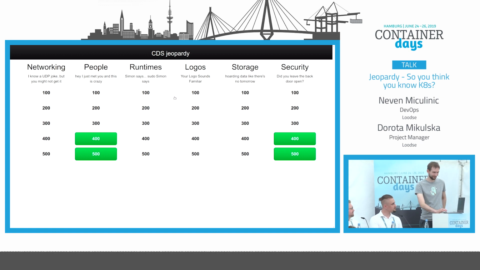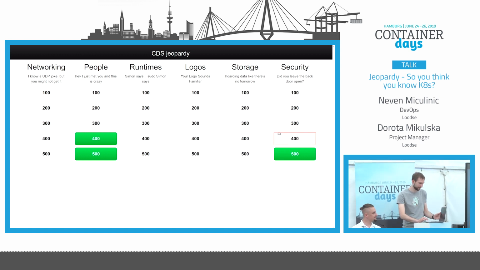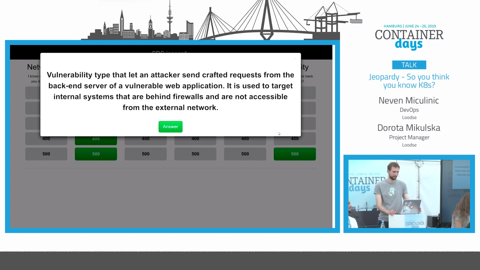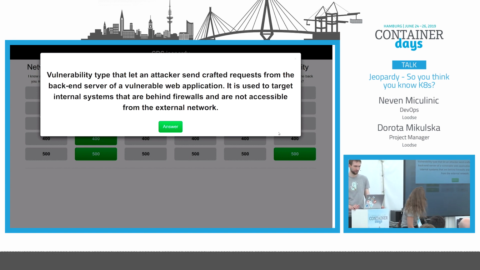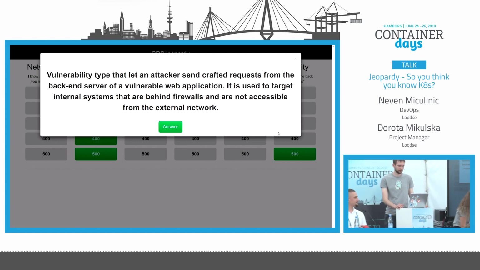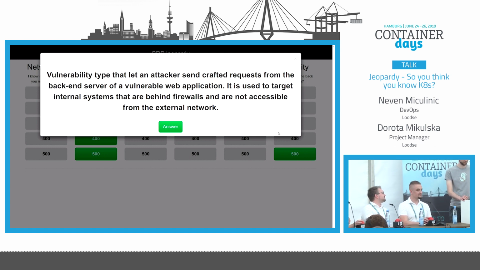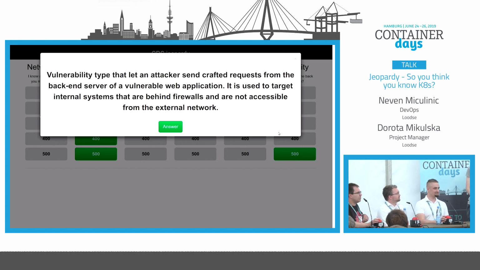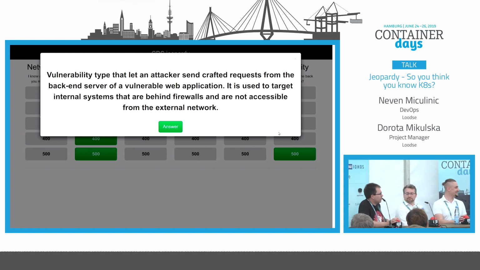Okay, then Security 400. A vulnerability type that lets an attacker send crafted requests from the backend server of a vulnerable web application. It is used to target internal systems that are behind firewalls and are not accessible from the external network. I don't get the full name.